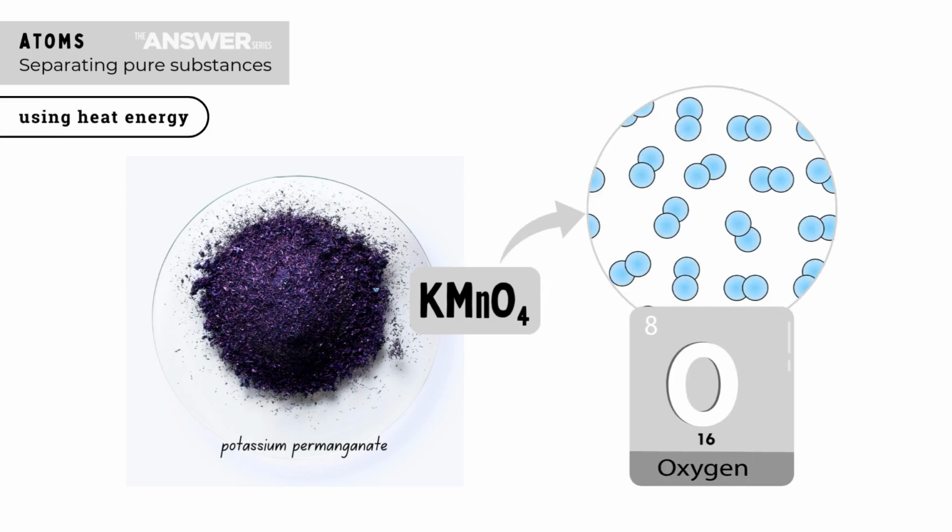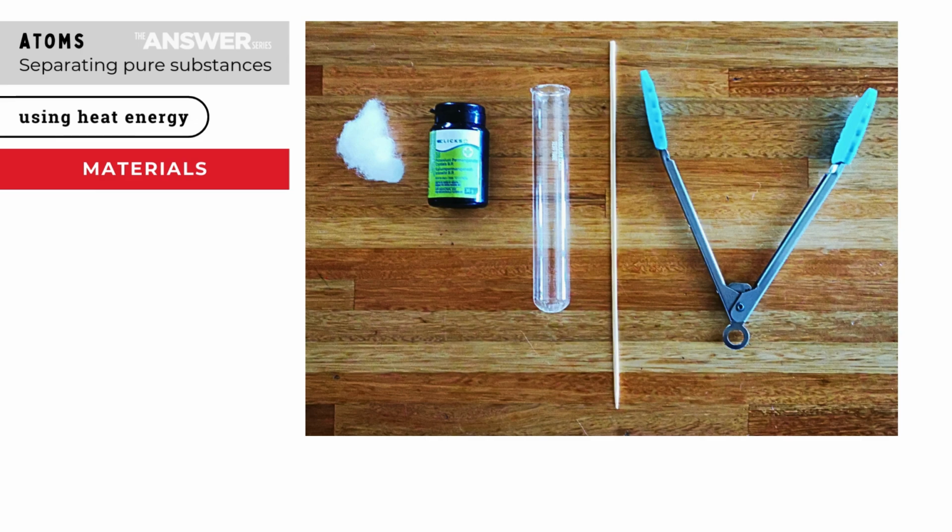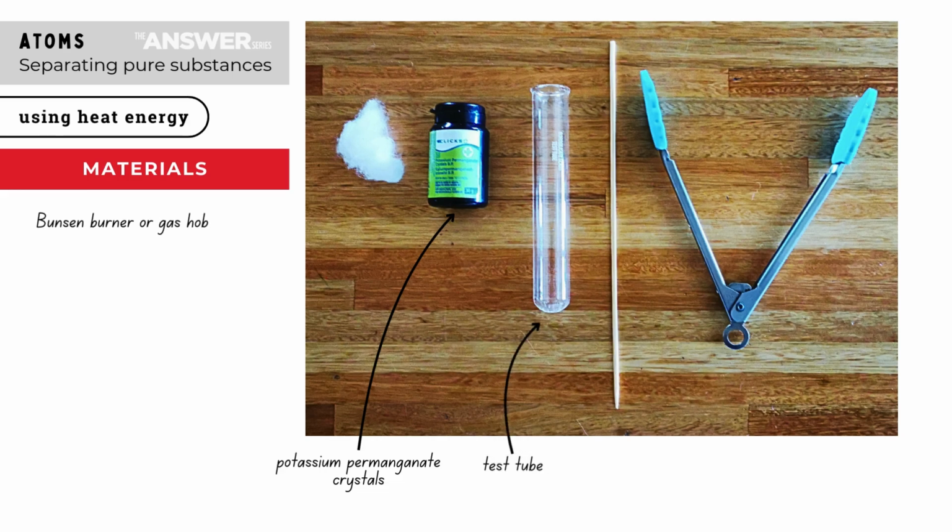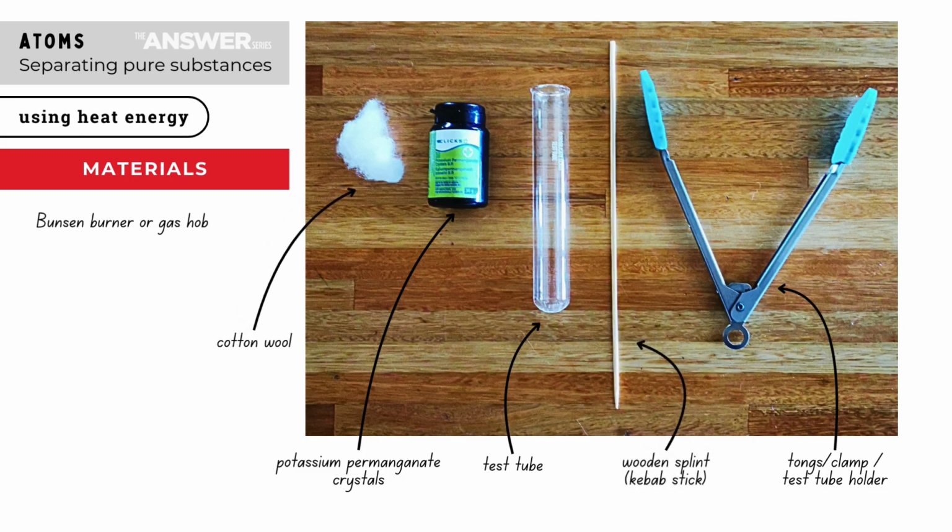From its chemical formula, we can see that the compound contains oxygen, which is a gas. So we'll test for the presence of oxygen to prove that the compound is being broken down by the heat and therefore releasing the oxygen gas. To perform the investigation, you'll need potassium permanganate crystals, a Bunsen burner or gas hob, a test tube, something to hold on to your test tube so that you don't burn yourself, some cotton wool, and a wooden splint.